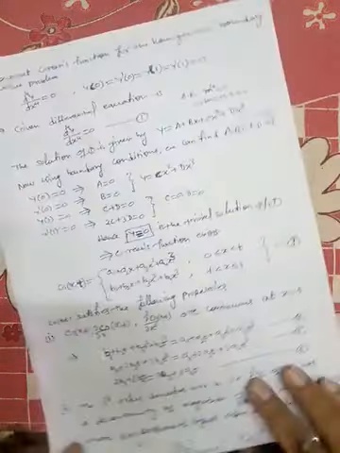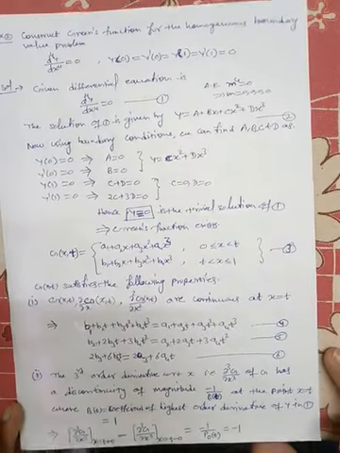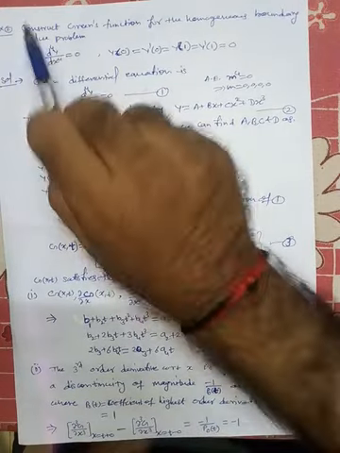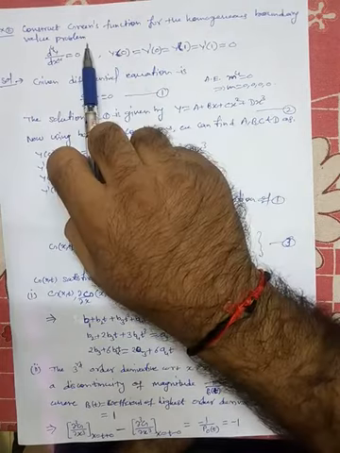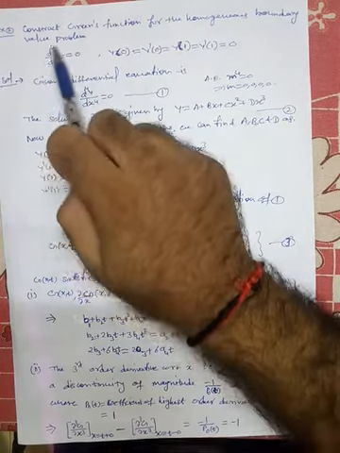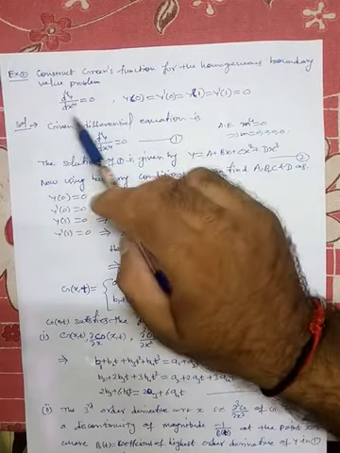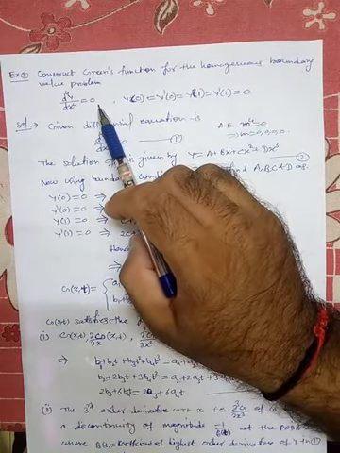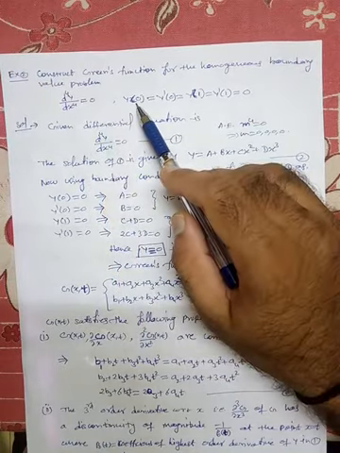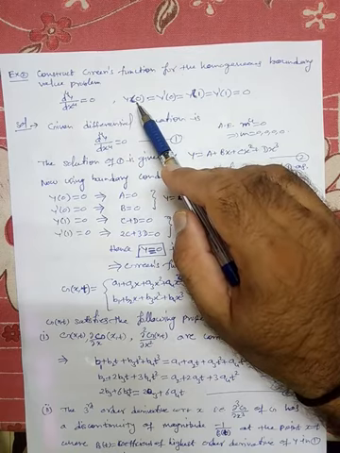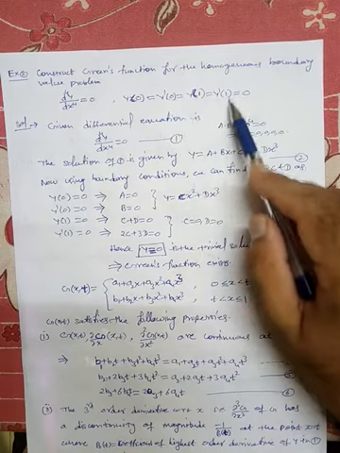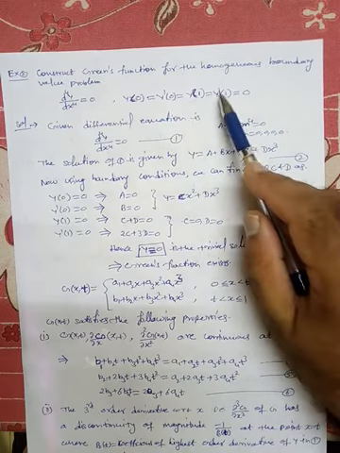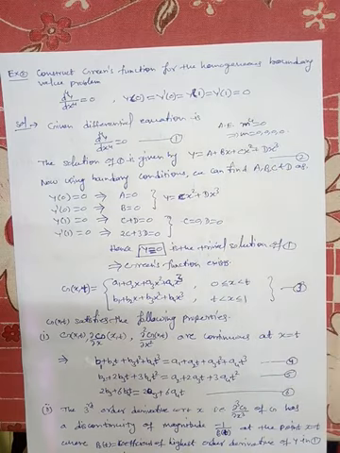Now we have the second example. Construct Green's function for the homogeneous boundary value problem. Here we have d4y by dx4 equal to 0, where y(0) equals y'(0) equals y(1) equals y'(1) equals 0. So we have 4 conditions.